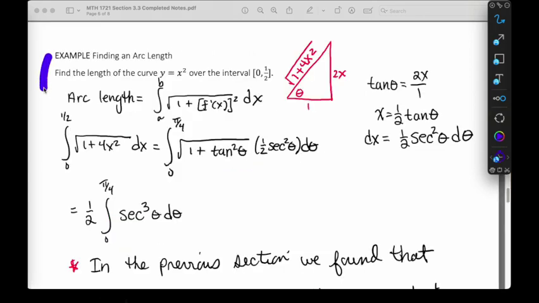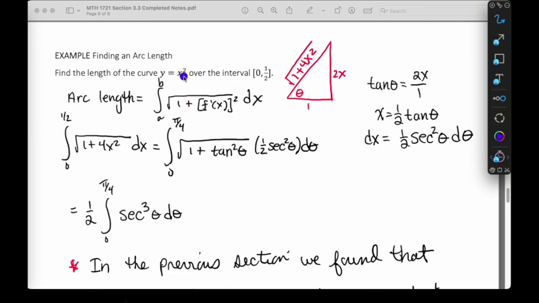Here's an application of when we would use trig substitution. In this example, we're going to find the arc length of the curve y equals x squared on the interval from 0 to 1/2. If you remember the formula for arc length over the interval from a to b, you're going to integrate the square root of 1 plus the derivative squared.